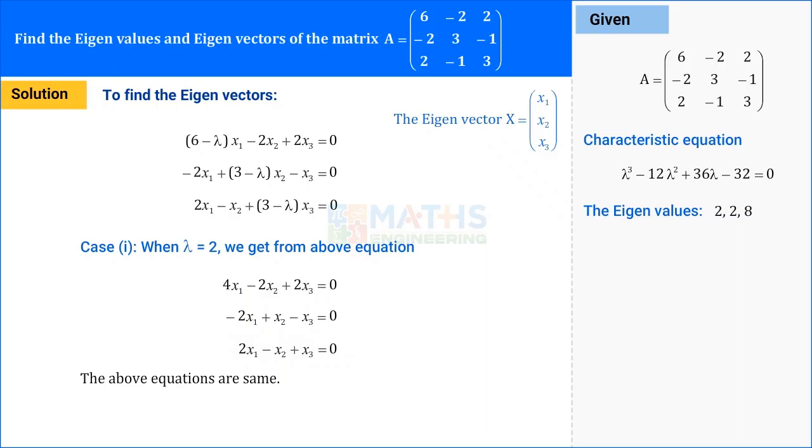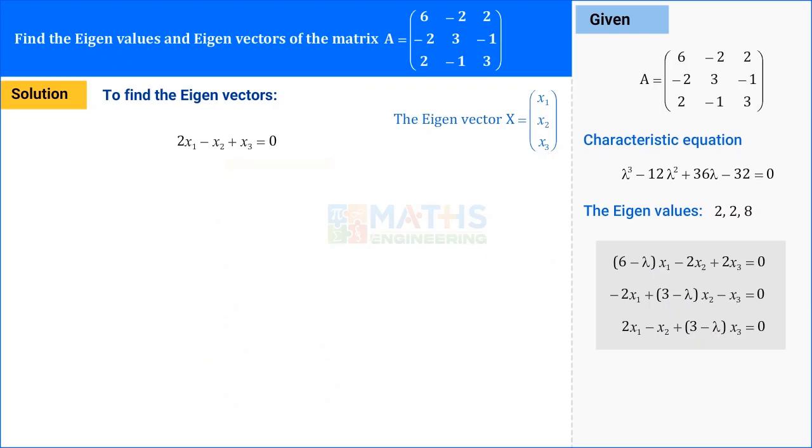All three equations are one and the same. So you take any one equation. Now you take x2 on one side, we get x2 is equal to 2x1 plus x3. Now you put x1 is equal to k1 and x3 is equal to k2. We get x2 is equal to 2k1 plus k2.